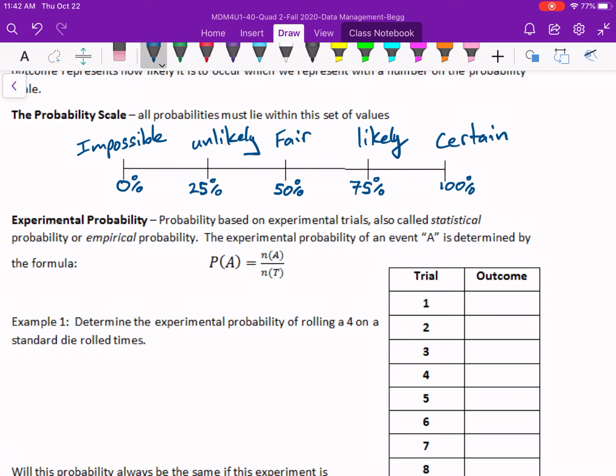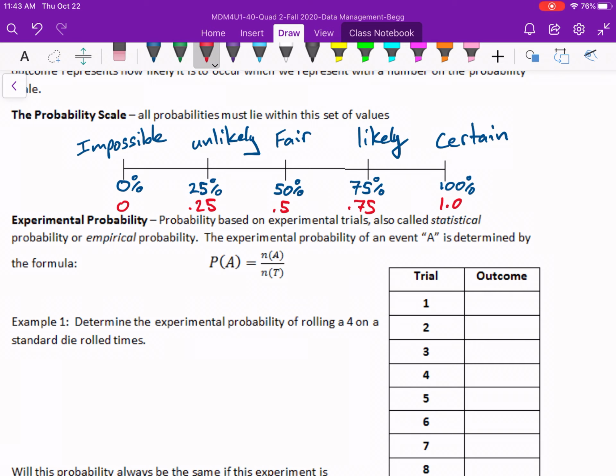That's as a percent. Or we could do it as a decimal. We know that we can switch percents to decimals by dividing by 100. So as a decimal, that would be 0, 0.25, 0.5, 0.75, and 1.0. So all probabilities have to fall between 0 and 100% or 0 to 1 as a decimal.